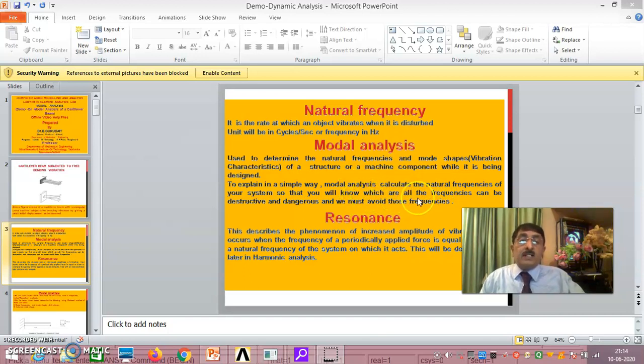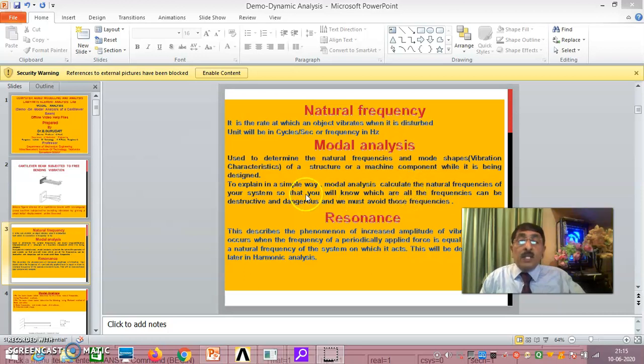If the shaft is rotating at 30 cycles per second, that is 30 hertz, then into 60 means it will be in RPM. 30 into 60, 1800 RPM will be the natural frequency. You should clearly understand, when you get 1800 RPM, this is the natural frequency. You will have so many natural frequencies. I'm talking about the first natural frequency. I'm just giving you an example. 1800 RPM is the first natural frequency.